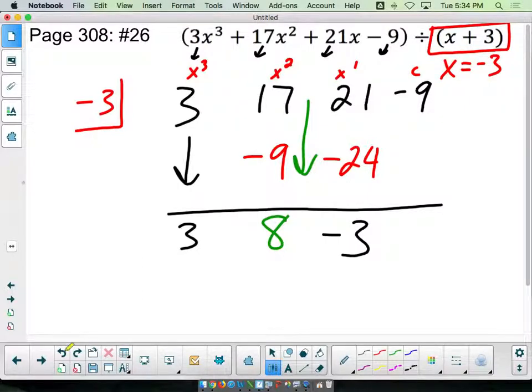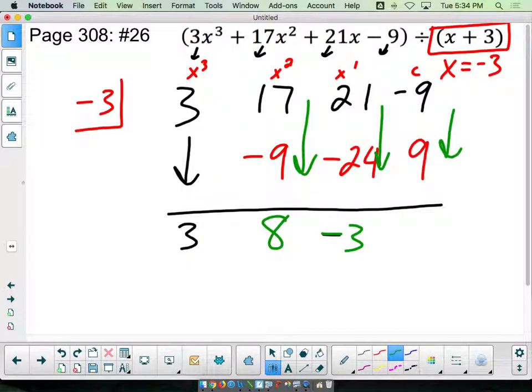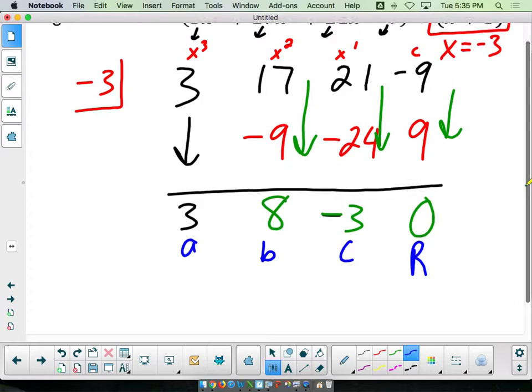Let's do this in the same color. That is negative 3. Then finally, we're going to take negative 3 times negative 3, which gives me positive 9. When I add straight down, I get 0. So this is my remainder. This is my C value, that's my B value, that's my A value. So my answer then is 3x squared plus 8x minus 3 with no remainder, so I don't have to talk about that.